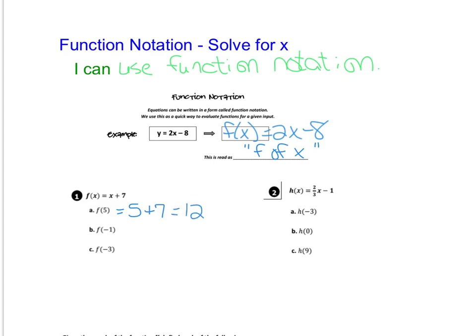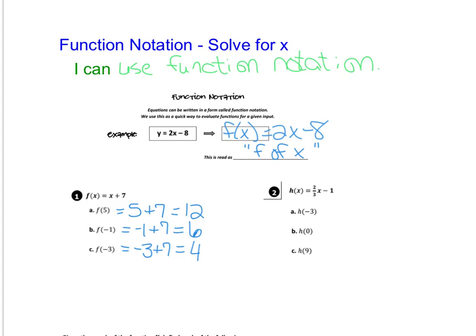So you pause the video and you find f of negative 1 and f of negative 3. Okay, you check your work, you check my work. I got f of negative 1 is 6, and I got f of negative 3 is 4. Now let's look at number 2. H of x, you will often see f, g, and h. Those are very common letters for functions.